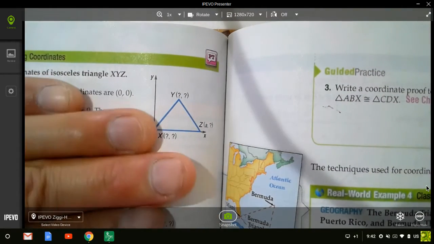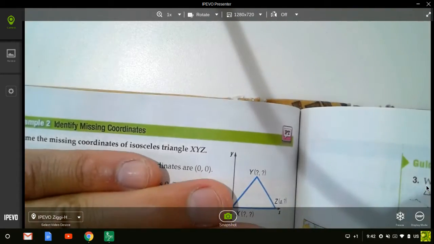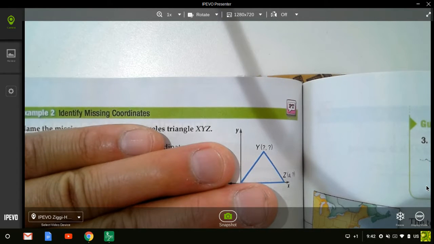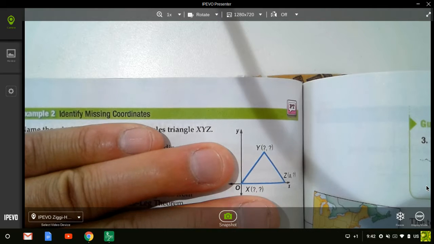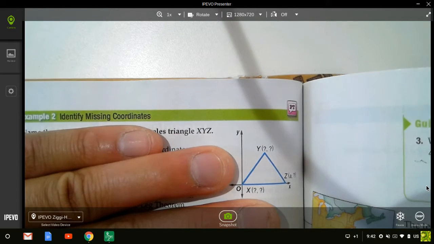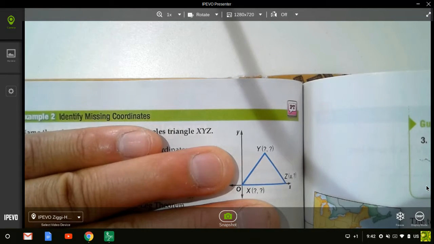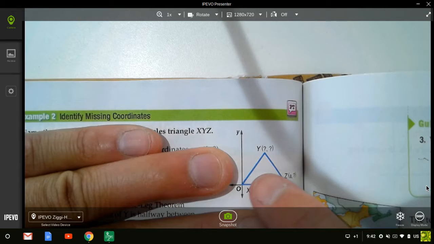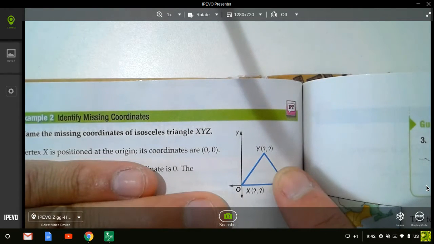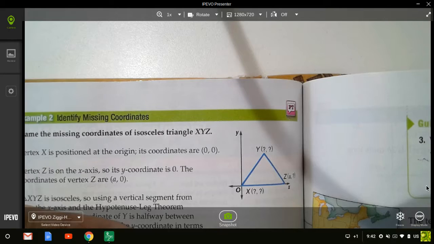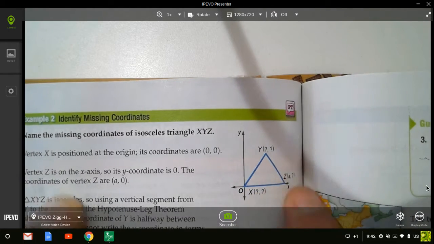Oh, one more thing, just to make this more complicated. This is an isosceles triangle. Uh-oh, what does that mean, Mr. Lee? 2 sides are equal. What is that going to do to the coordinates, my friends? I don't know. Which sides are equal? These 2 sides are equal. OY and YZ are equal in measure.